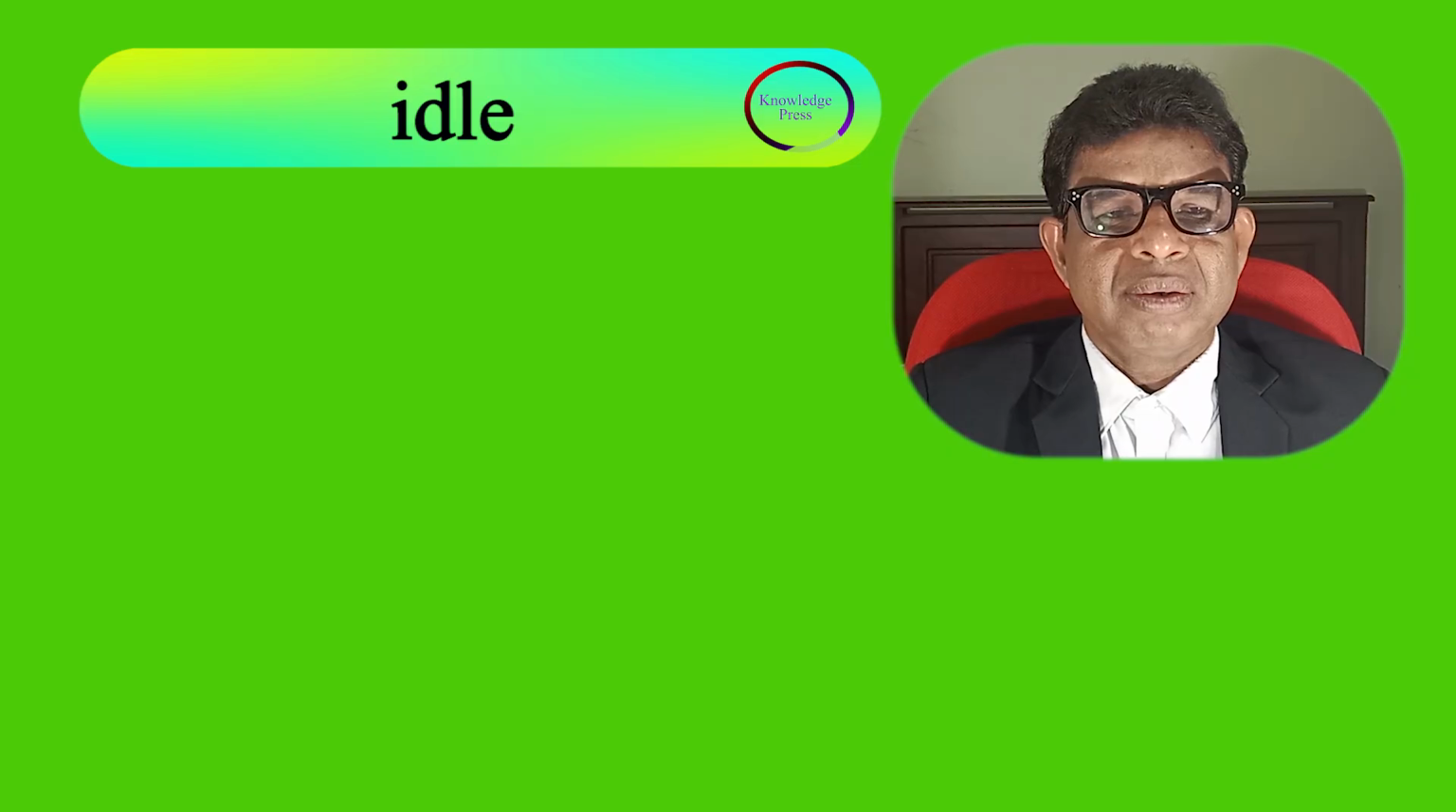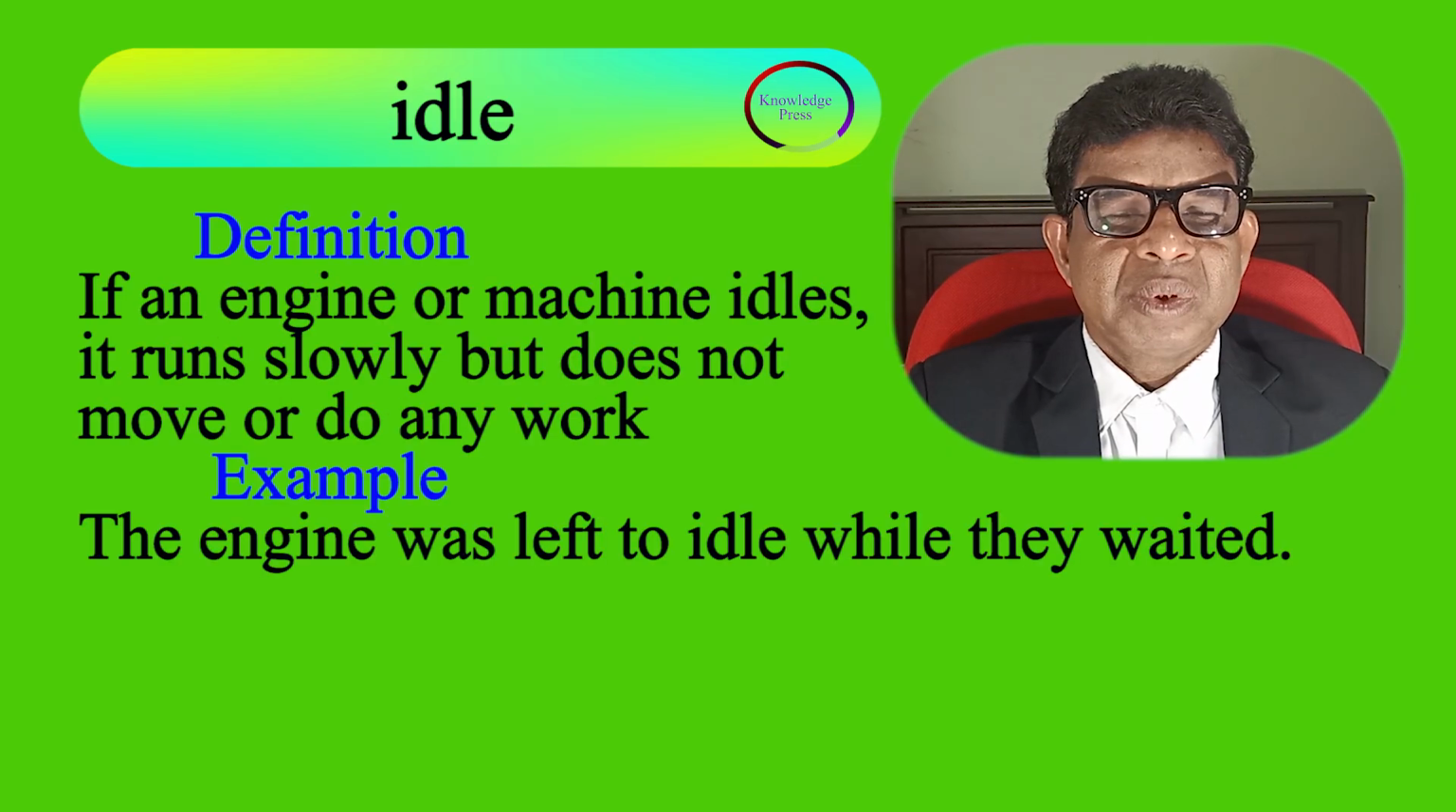Idle. Definition: if an engine or machine idles, it runs slowly but does not move or do any work. Example: the engine was left to idle while they waited.